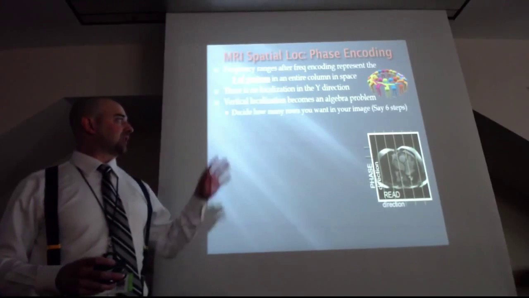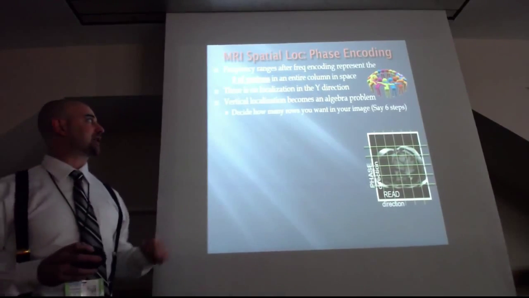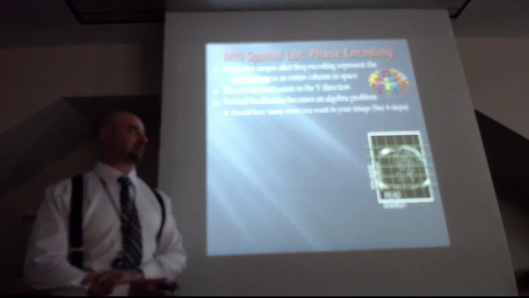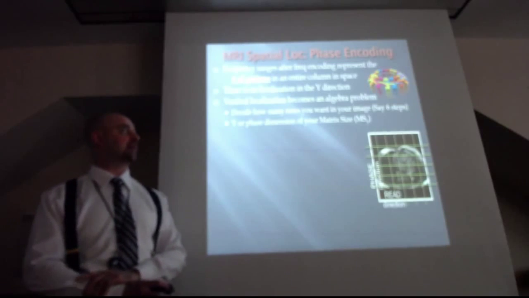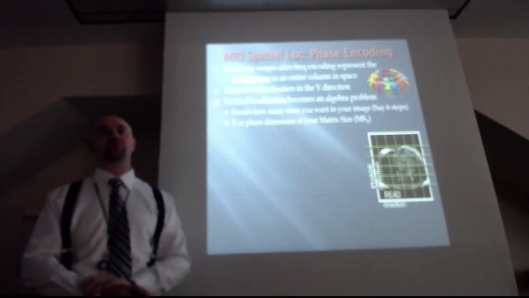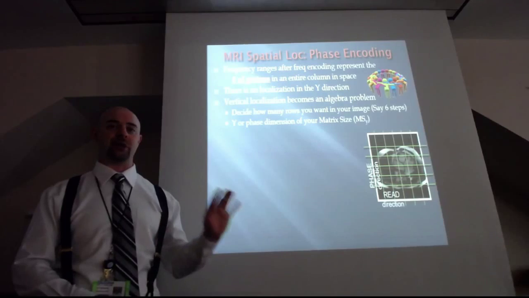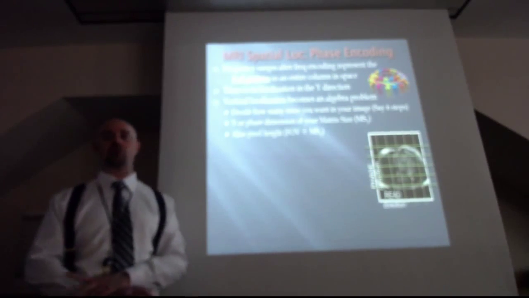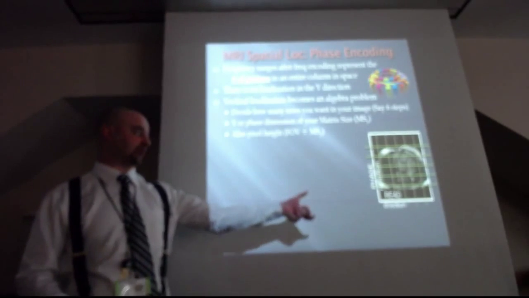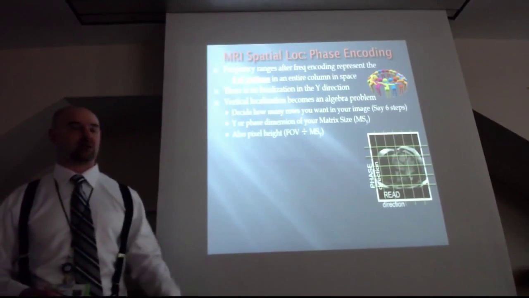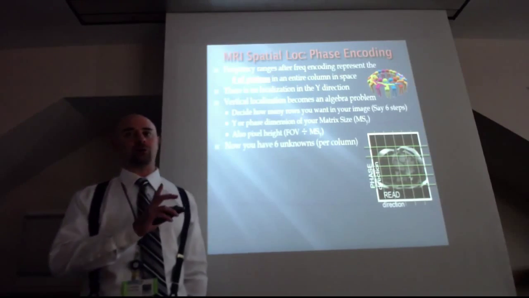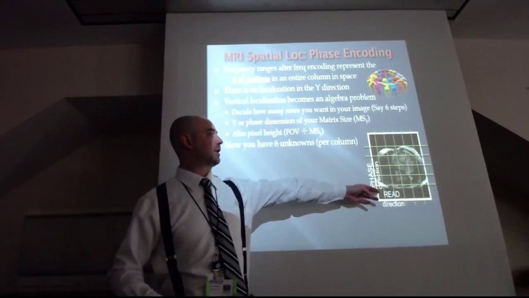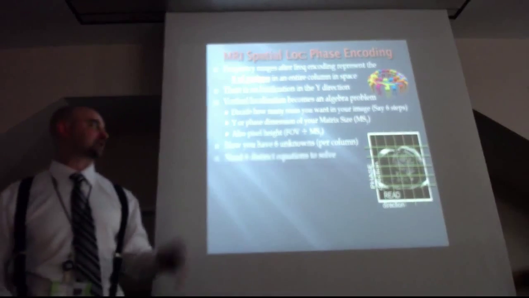Well, this is going to be multiple steps again, so try and stick with me. Decide how many steps you want. Let's say again this time that you want 6 steps in the y direction, right? This is going to be just like the other direction was your matrix size in the x direction. This will be your matrix size in the y or the phase direction. And it's also going to give you your pixel height, which is the field of view in the phase direction divided by the number of steps. And now you have 6 unknowns in each column, right? How many protons are in this one, this one, this one, this one, for each of the 6 columns.